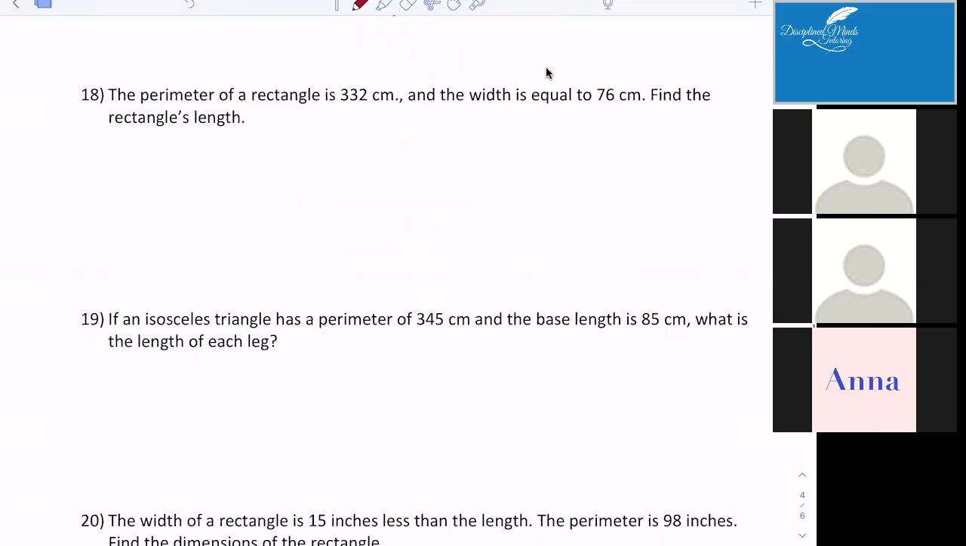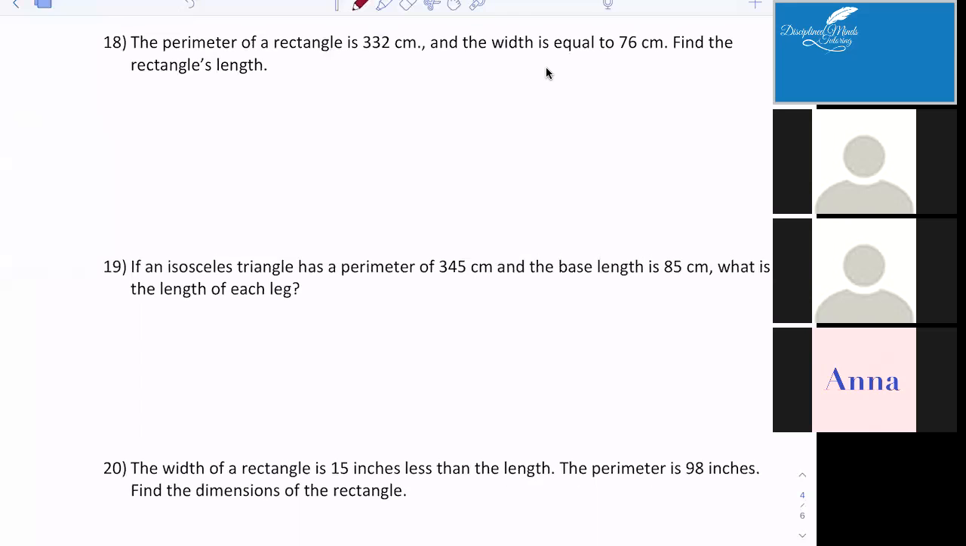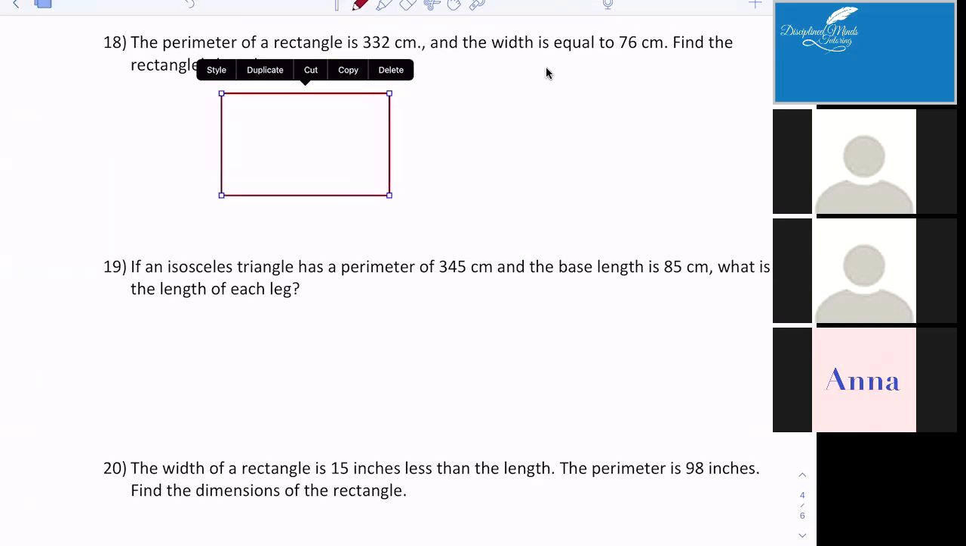Here we go. Let's look at 18. Now, again, I want everybody to draw a rectangle with their iPad. It says the perimeter is 332, so P equals 332, and the width is equal to 76. So I have a width and I have a what? A length. I know the width is 76.